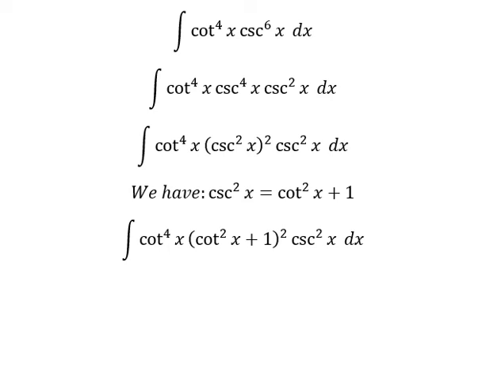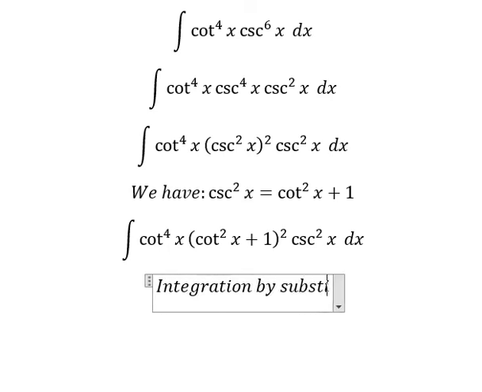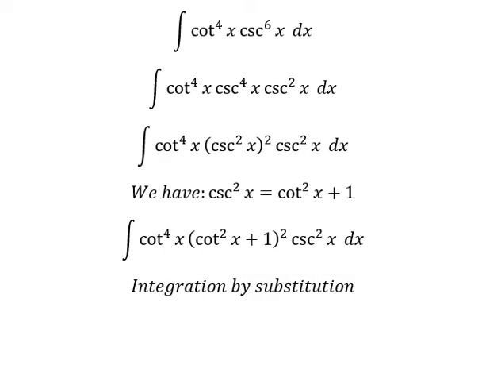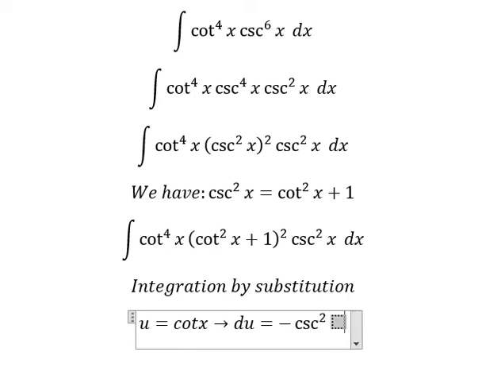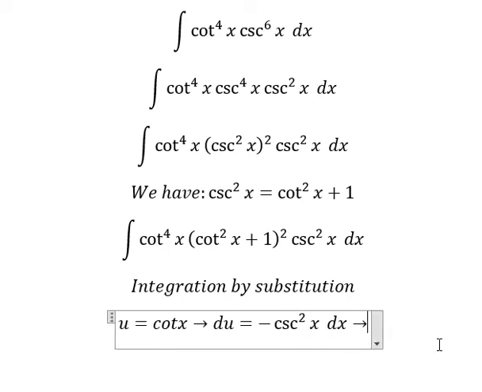Next, we need to use integration by substitution. So I will put u equals cotangent of x. After that, we need to take the first derivative of both sides, and we have negative cosecant of x squared dx. Because we don't have a negative sign in here, I will move the negative to the left.